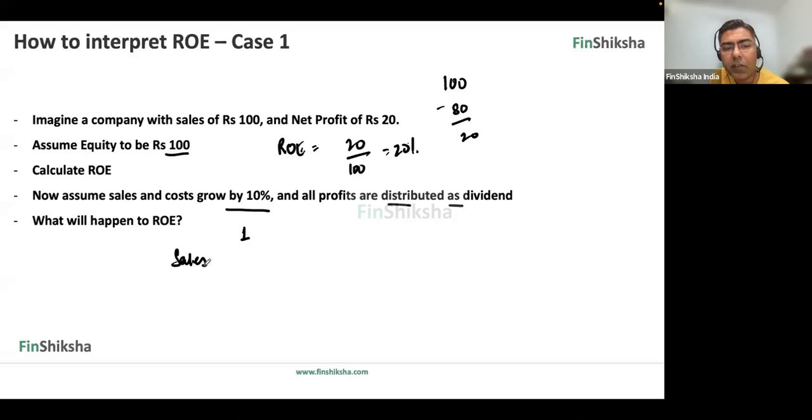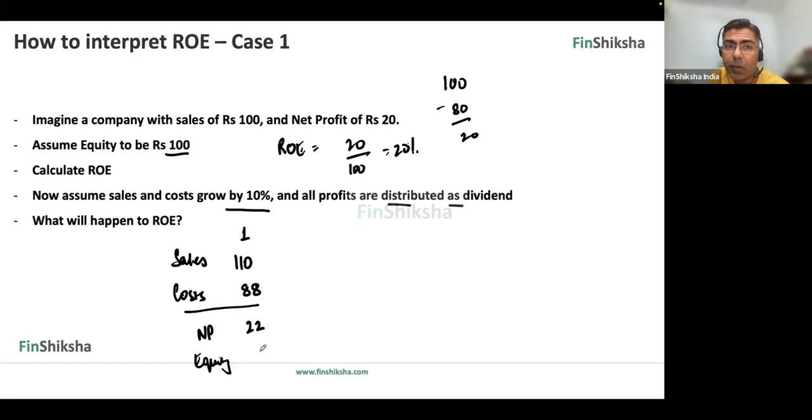What's going to be your sales? 10% increase. Inflation. Assume volume does not change. You've just increased prices. Assume same inflation on costs. So 80 becomes 88, 10% increase. What's your profit? 22, 10% increase. Correct? What's your equity?